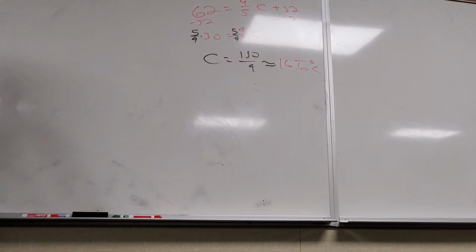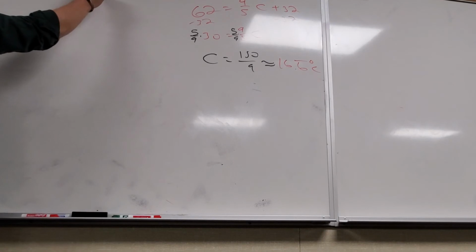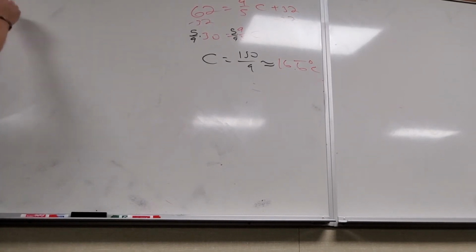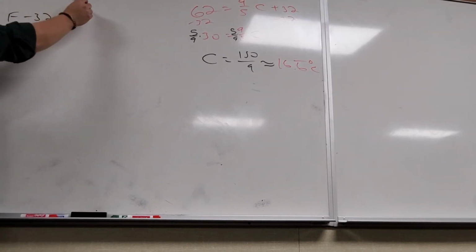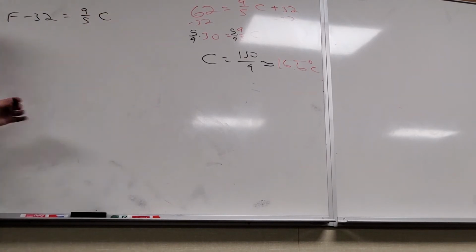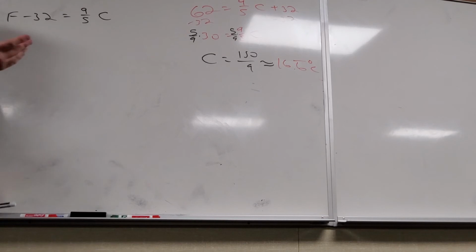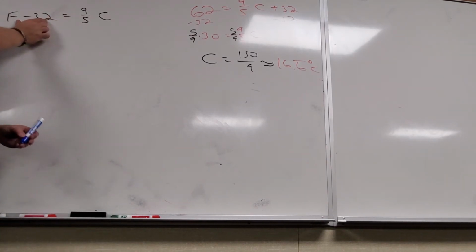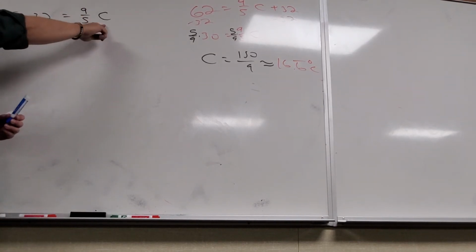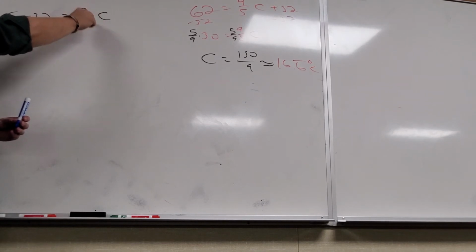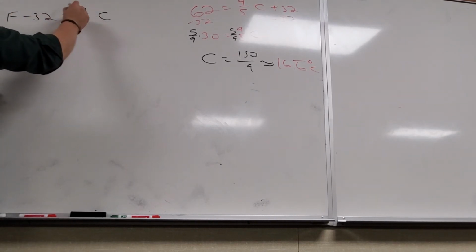What's the first thing I would do? Same stuff I did over there. Subtract 32. So I get F minus 32. And then what do I do? Multiply by the reciprocal. I love it. Again, this side doesn't tell me anything. This side tells me what to do, right? I want to get C by itself. I want to get rid of this. Multiply by 5 over 9.